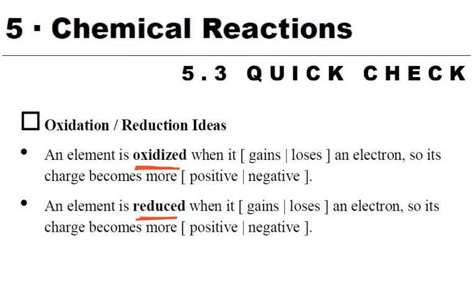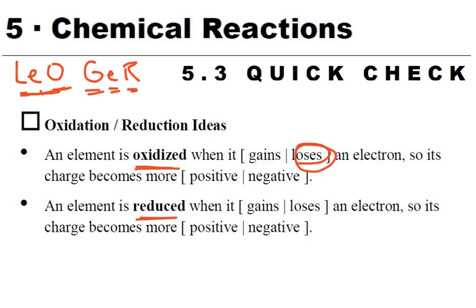Now we have a mnemonic to help us remember this, and the mnemonic is LEO the lion says GER. It doesn't mean anything, it just helps us recognize. Oxidation is what happens when you lose electrons. So losing electrons is called oxidation, gaining electrons is called reduction. An element is oxidized when it loses electrons, and its charge becomes more positive.